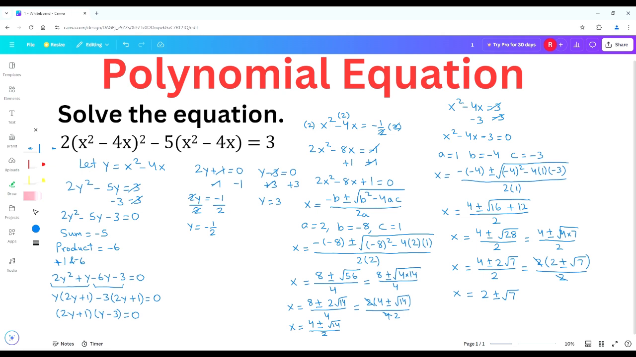So in total, this equation has 4 solutions: (4 plus square root of 14) over 2, (4 minus square root of 14) over 2, 2 plus square root of 7, and 2 minus square root of 7. So these are the steps you have to keep in mind to solve a problem like this one.